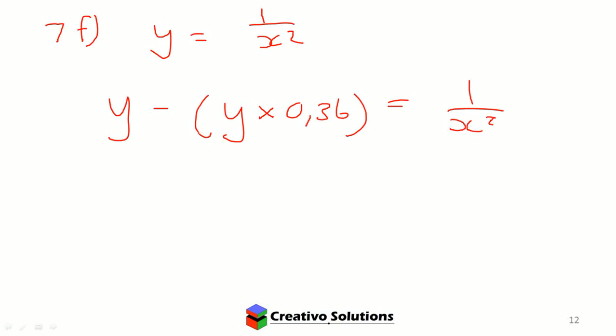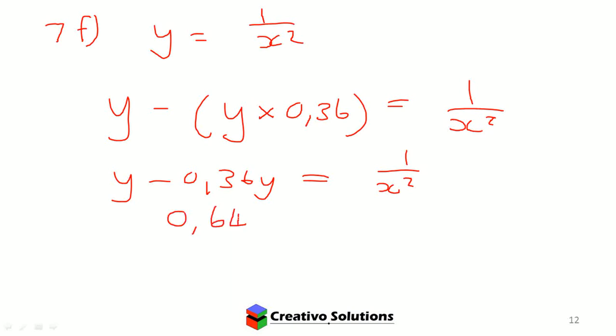Then I'm going to multiply out. So I'm going to have y minus 0.36y equals 1 over x squared. This gives me 0.64y equals 1 over x squared.